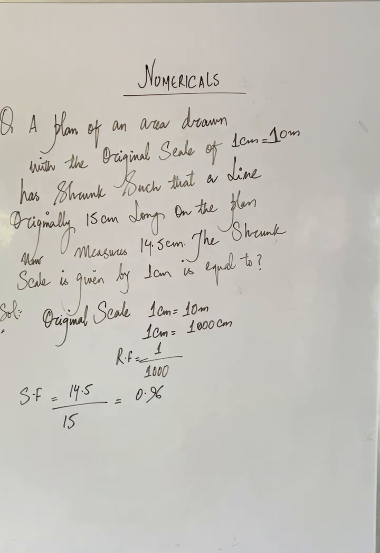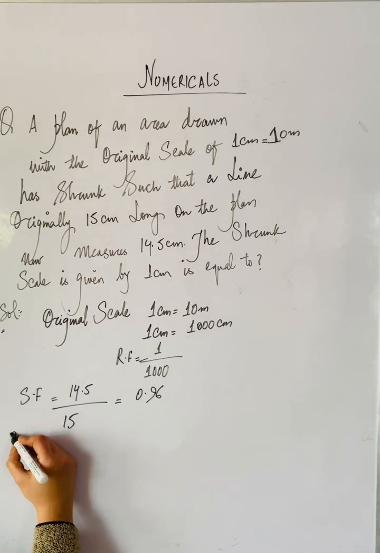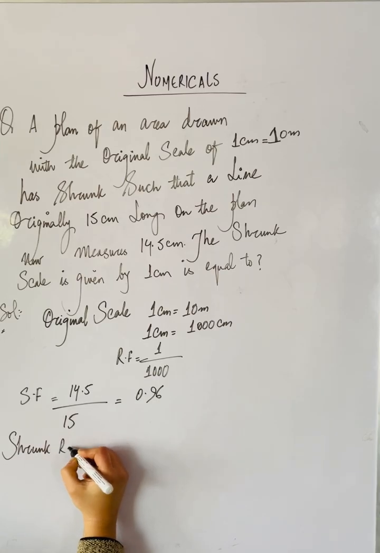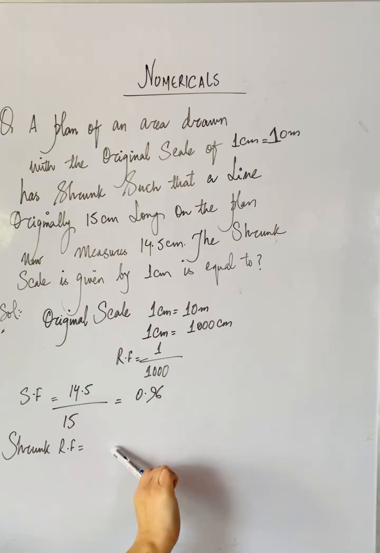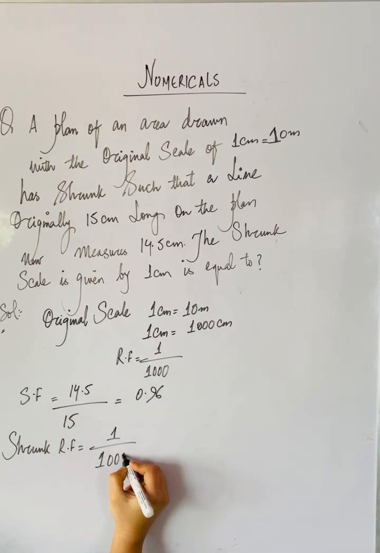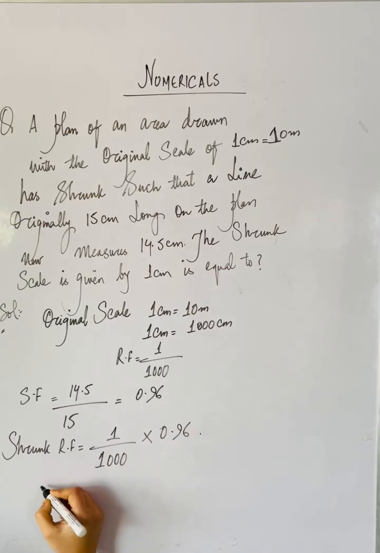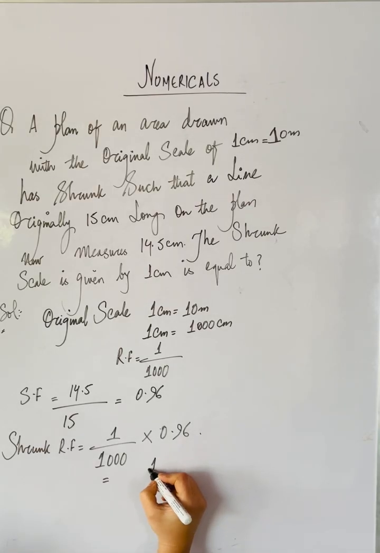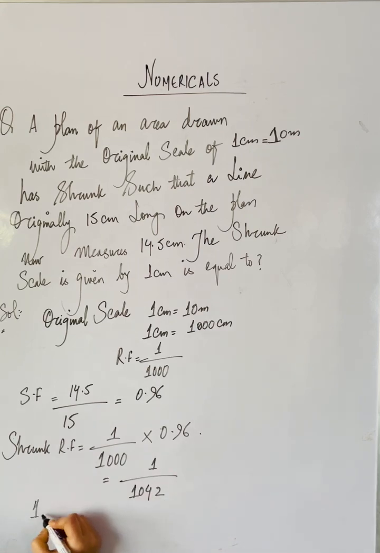Now, I have to find the shrunk scale. My shrunk RF is equal to original RF multiplied by the shrinkage factor. My original RF is 1 by 1000, my shrinkage factor is 0.96, so my shrunk RF is equal to 1 by 1042. That means 1 centimeter represents 1042 centimeters on the ground. That means 1 centimeter is equal to 10.42 meters. This is my shrunk scale, right? So I found the shrunk scale, which came equivalent to 1 centimeter is equal to 10.42 meters.